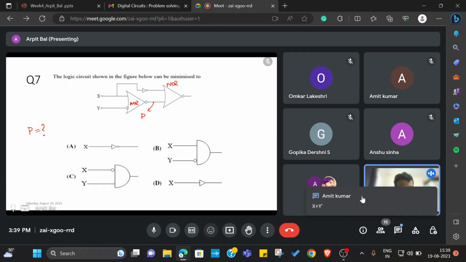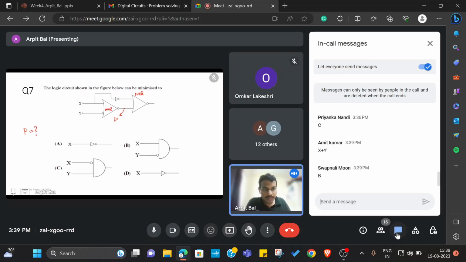Okay, so we have one answer, x plus y bar. No, okay, let's wait. x plus y bar is not correct. Okay, so I think we have one answer, and probably you mean to say x plus y bar whole bar. Is that correct? Yeah. Okay. So P is x plus y bar whole bar.